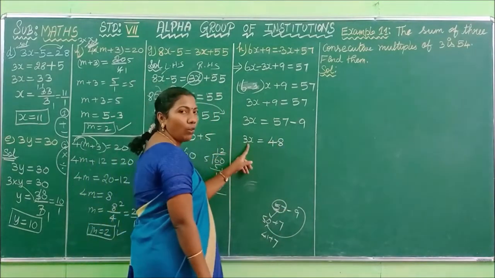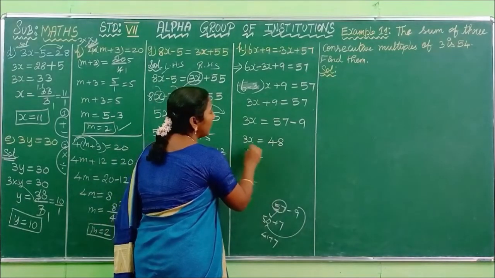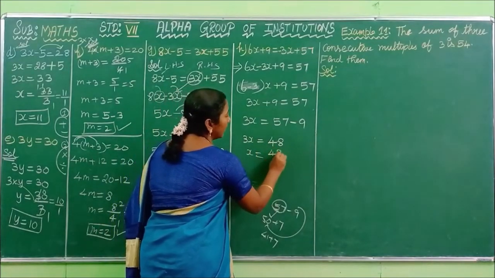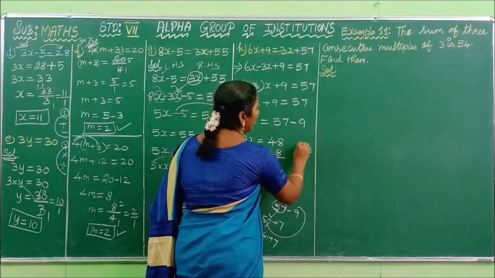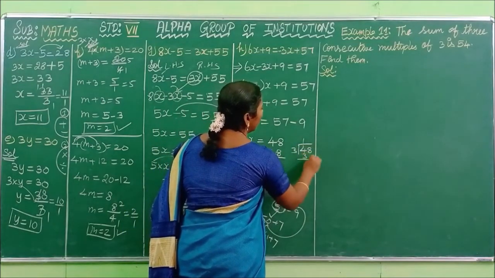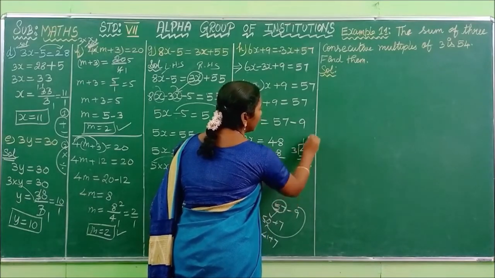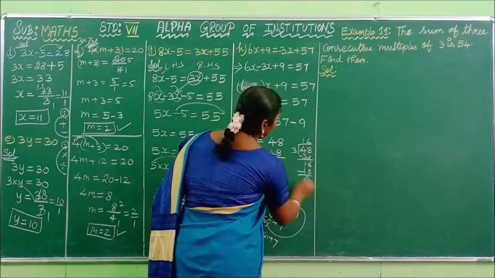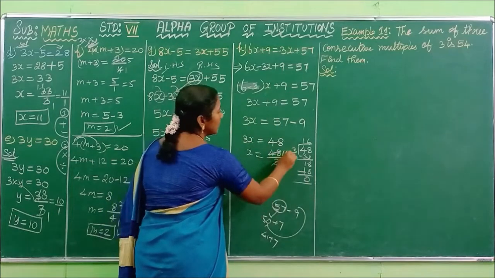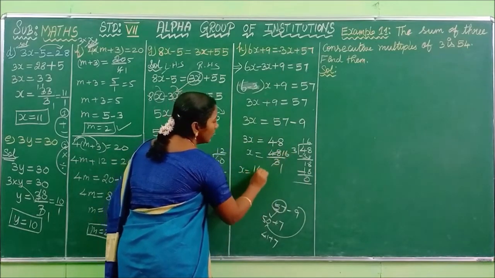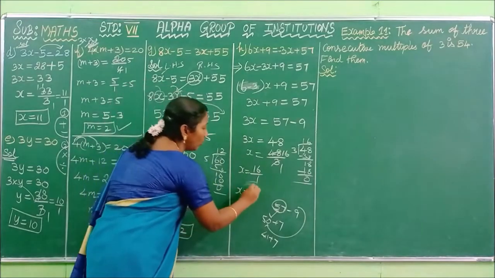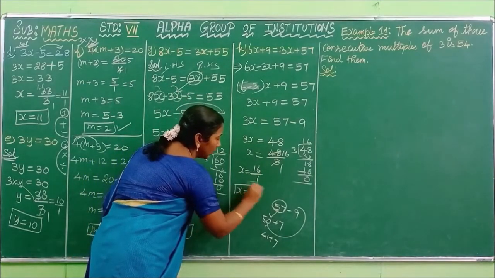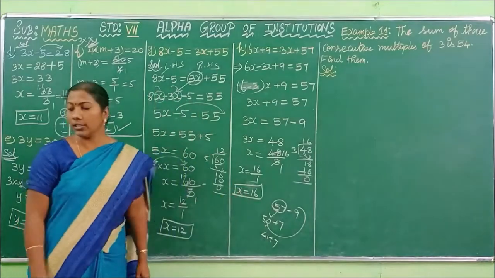Now you have to find the value of x. So you have to bring the 3 to RHS. So it comes in the division. So you have to divide the 48 by 3. 3 ones are 3. Remainder is 1. Bring down 8. 3 sixes are 18. So x equal to 16 by 1. Leave the denominator if it is 1. So x equal to 16 by 1, which is equal to 16. Okay, do you understand, children?